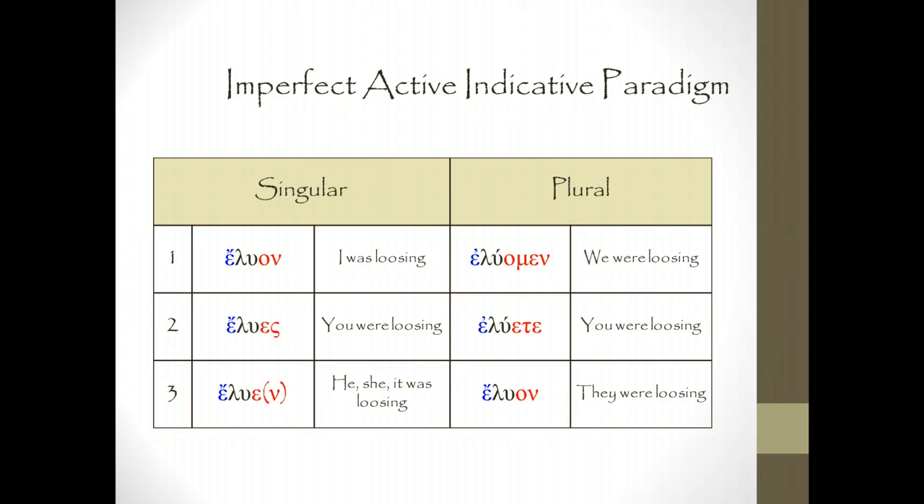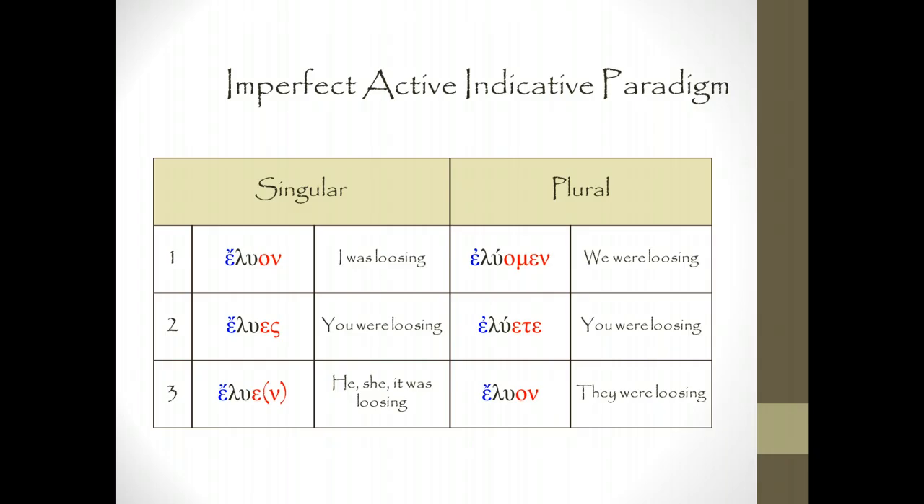Notice that in the plural first and second person, omen and ete, are the very same endings that you had in the present active. That means that there is a little potential here for confusion between eluomen and luomen, and that's why it's important that you pay attention to your prefixed augment. And again, as I've mentioned before, sometimes it's helpful to pronounce these words out loud, because sometimes your eyes will not necessarily pick up that augment, and you'll think that you're dealing with the present active, and in fact, you're dealing with the imperfect active. The difference between luomen and luete is eluomen and eluete. So keep in mind the importance of the augment.